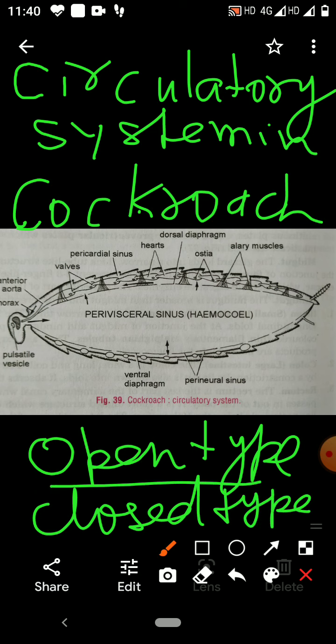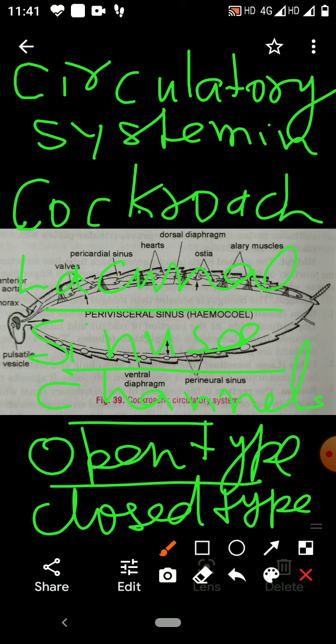In the open type of circulatory system, blood flows through open spaces and channels. These open spaces and channels are called lacunae, sinuses, and channels. The open spaces are called lacunae, sinuses, and channels.